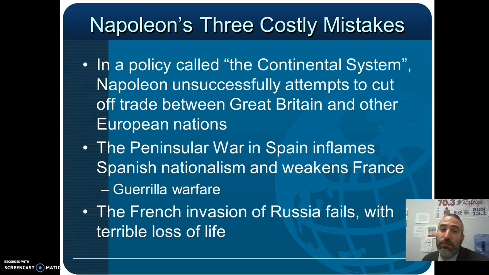So the army has no supplies. The army can't restock its food. The army can't get new clothing or anything of that nature. Everything around them within a 60-mile width is destroyed. So the army is stuck with its own provisions. They can't get any more stuff.